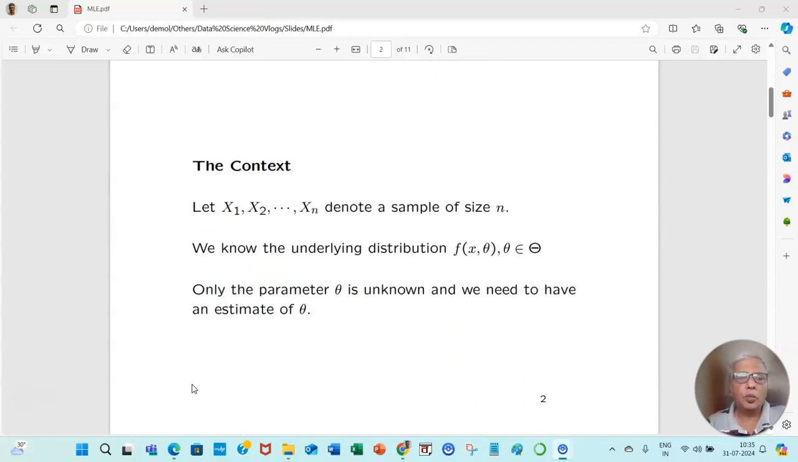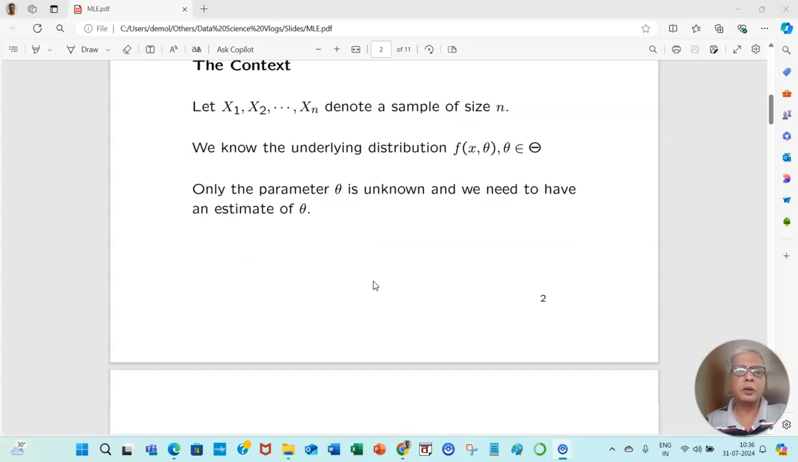So let us start with a sample of size n denoted by x1, x2, xn. We assume that we know the underlying distribution f, which depends on a parameter theta in the parameter space capital Theta, where theta is unknown. So we know the distribution, the structure of the distribution, but only the parameter is unknown. So we need to estimate this parameter theta.